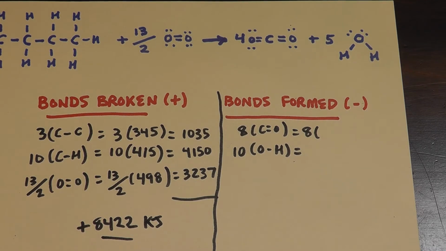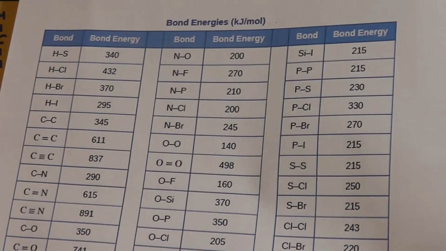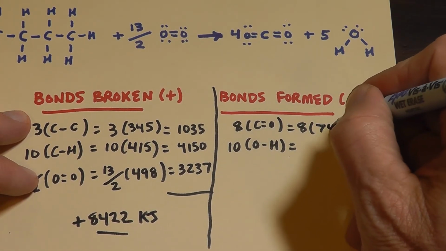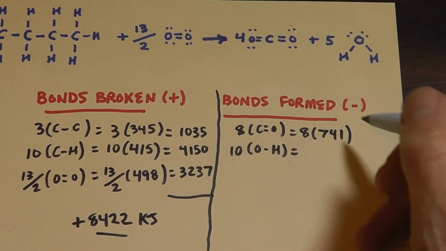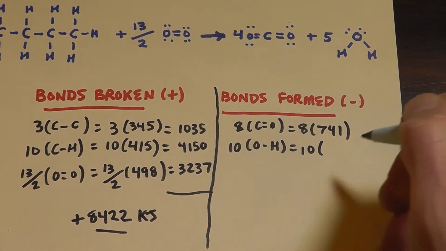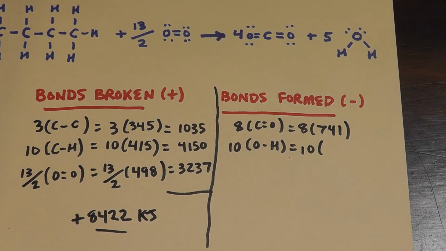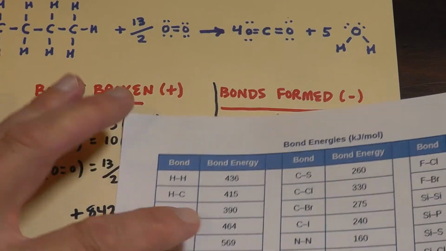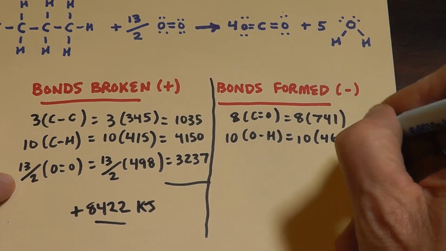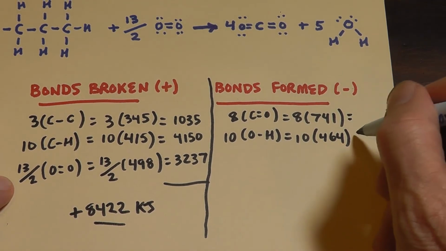So, gotta look them all up. What's a C double bond O? It's 741. Okay, now if you forget to do the negative at the end, do it now. I'm going to go ahead and do it at the end, because I'll tell you what, your brain can keep you in check with this. You can check yourself before you wreck yourself. By the way, this is 464 right there. 464. And I'll tell you what the check is going to be in just a little bit.